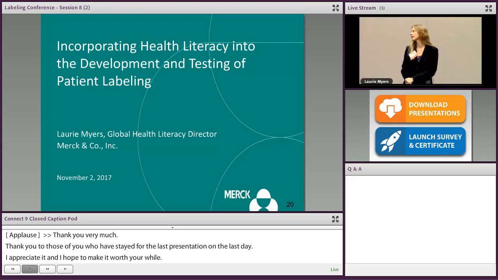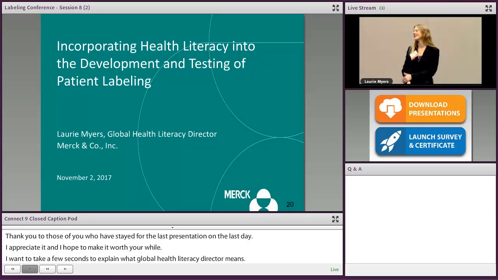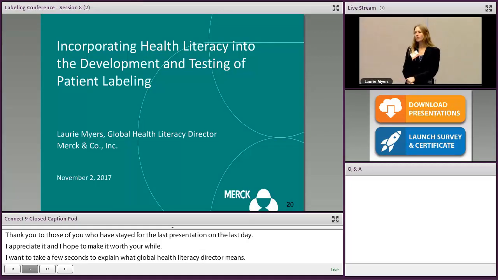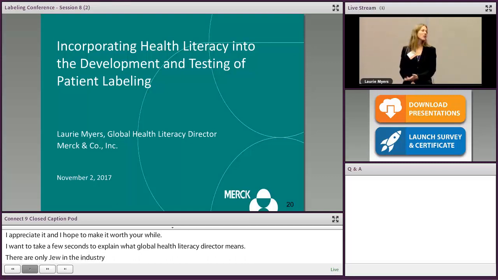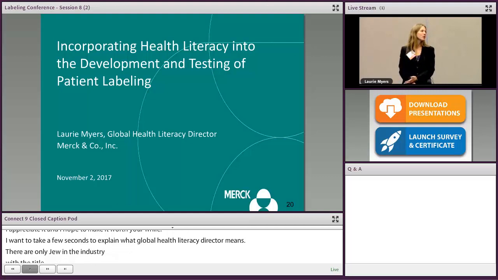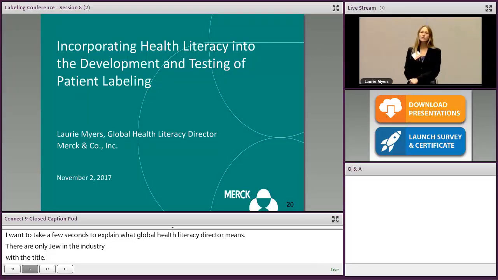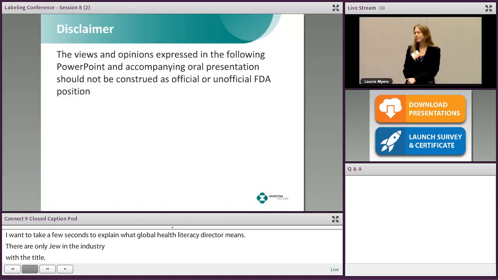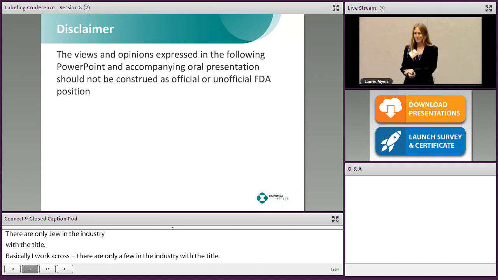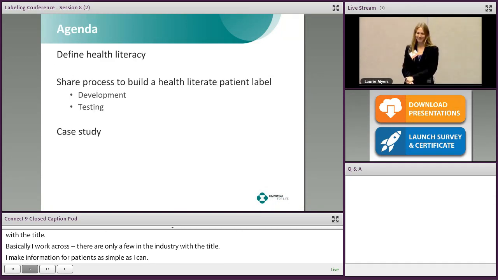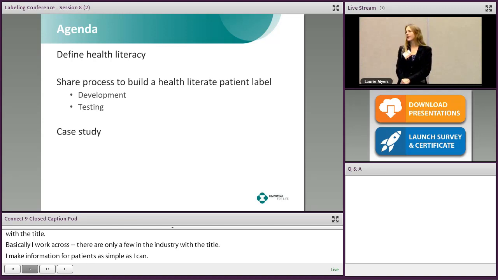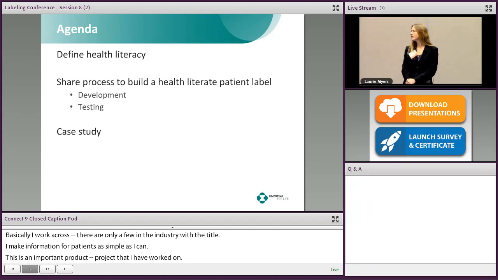I wanted to take 2 seconds and just explain what Global Health Literacy Director means, because there's only 2 of us in the industry actually with the title Health Literacy in our title. And basically, I work across different divisions of the company and different parts of the world to try to make information for patients as simple and clear as we can. So this is one of the most important projects that I work on.